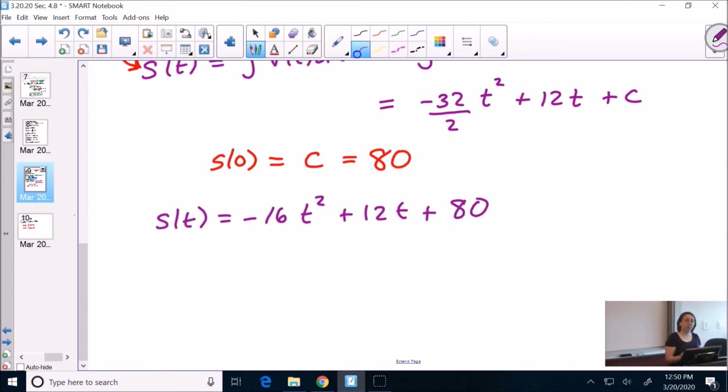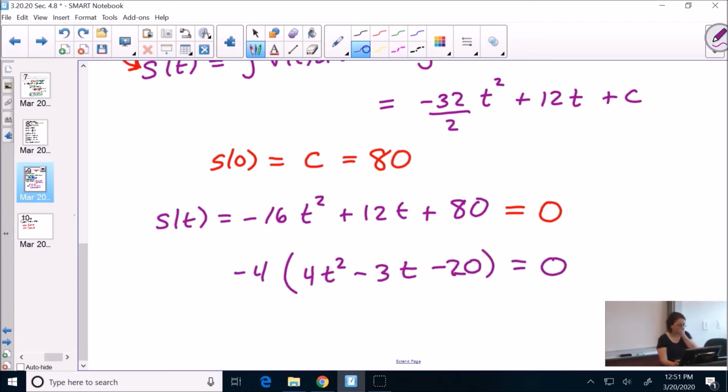To solve the problem, we want to know when this equals 0, when the object hits the ground. That's the equation that we have to solve. How do we do that? First of all, I see something that can be factored out. So we can actually pull out a 4 or a negative 4. So 4t squared minus 3t minus 20. Nothing else can be pulled out.